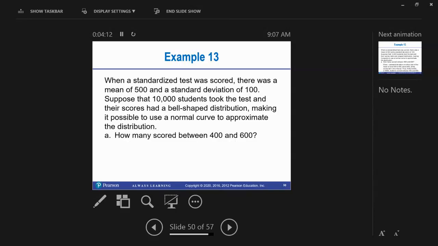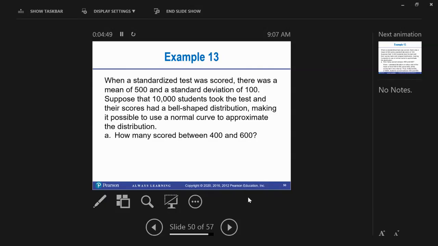So here's how this works. When a standardized test was scored, there was a mean of 500 and a standard deviation of 100. It says, suppose that 10,000 students took the test and their scores had a bell-shaped distribution, making it possible to use a normal curve to approximate the distribution. How many scored between 400 and 600? Okay, so here's what you need to pay attention to, and I really wish I could get this pen to work. I was planning on using that to write with, but that's okay.